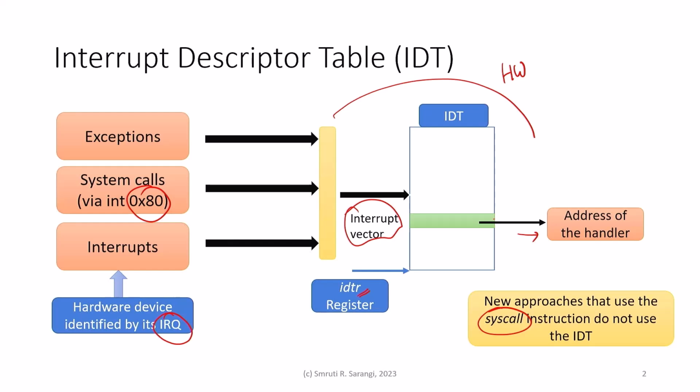Similarly for exceptions and so on, you have a code. Using the code, you access a table. The table is populated by software but accessed in hardware. Every entry of the table points to a handler. The handler is nothing but a function pointer. So you jump to that function and start executing it.